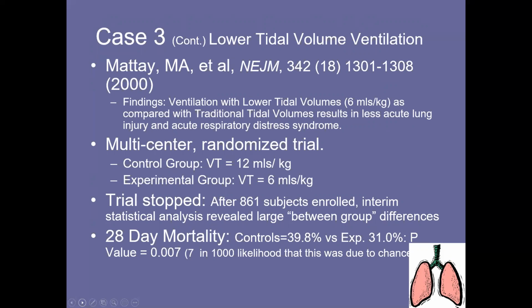That was the all-cause 28-day mortality versus 31%. You may say, well, they're both in the 30%. One is 31%, one's almost 40%. When you're talking about a large population of 861 subjects, that difference is huge. The statisticians, and I know I've listed here near the bottom, okay, the p-value. P-value in this case was 0.007.